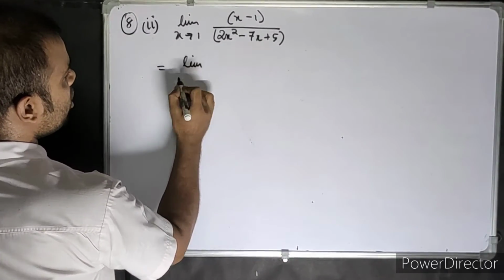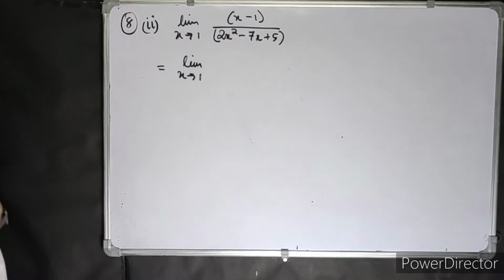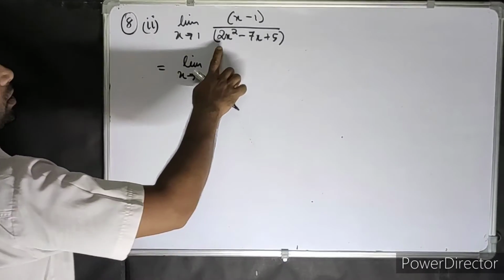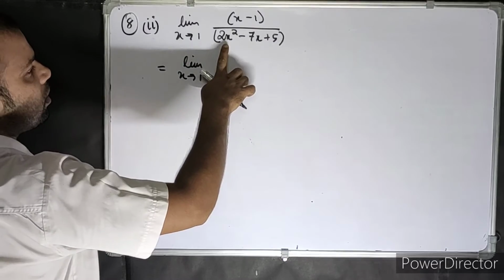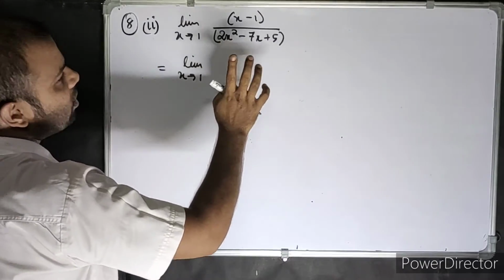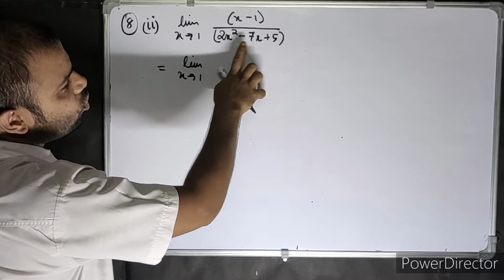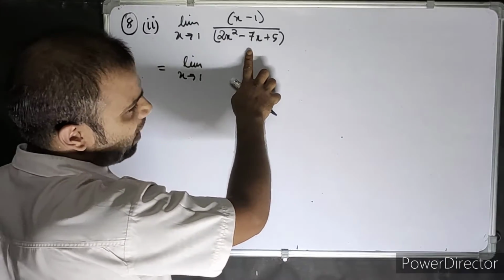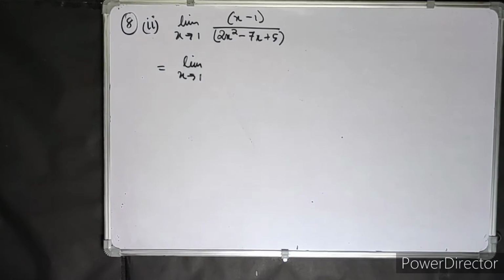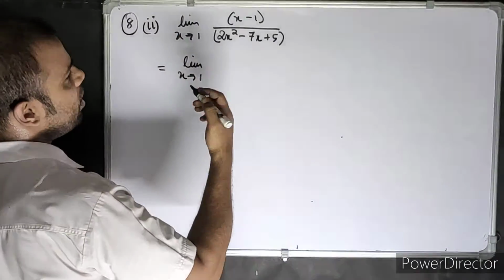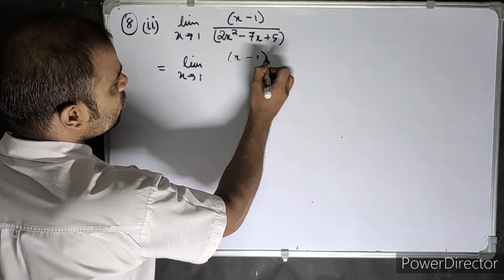By now you all know what you have to do. See what you're getting. Put 1 here. Try not to get a 0. Put 1 here, so you're getting 2, and minus 7, that means minus 5 plus 5 is a 0. So you're getting a 0 down here and a 0 up there. So you'll have to solve this.